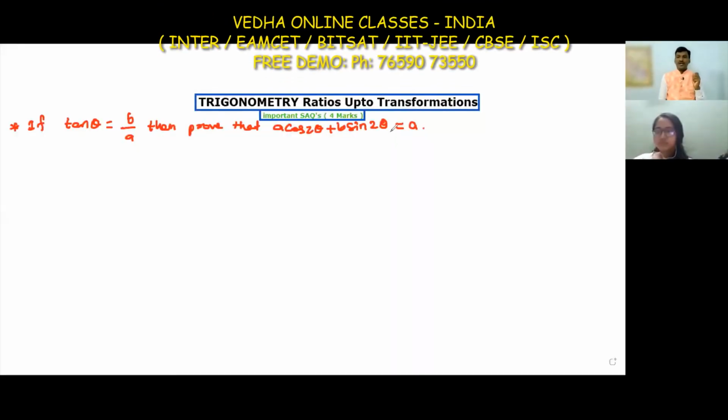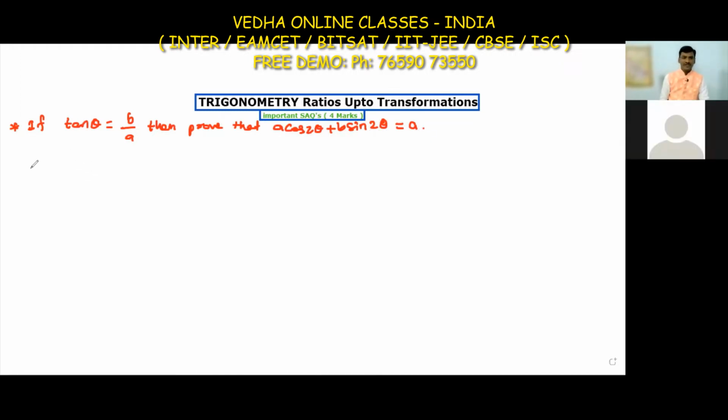Okay, so trigonometry ratios up to transformations, important short answer questions, 4 marks questions. If tan theta is equal to b by a, then prove that a cos 2 theta plus b sin 2 theta is equal to a.